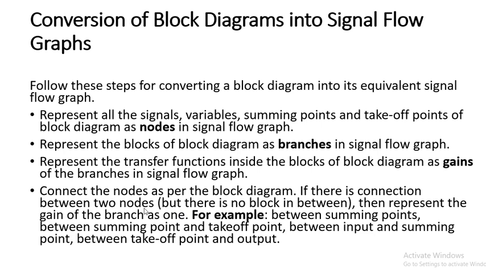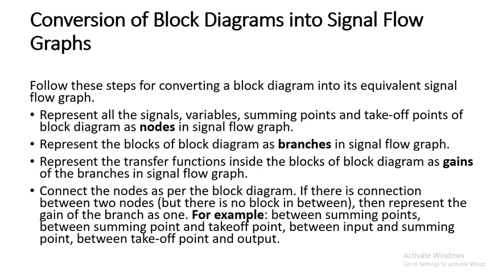If there is a connection between two nodes but there is no block in between, which case can be here? Then represent the gain of the branch as 1. Means if there is a connection between two nodes but no block in between, such a condition may be between two summing points, between two takeoff points, between a summing point and a takeoff point, or between the input and a summing point. Such a branch will be replaced with a gain of 1.